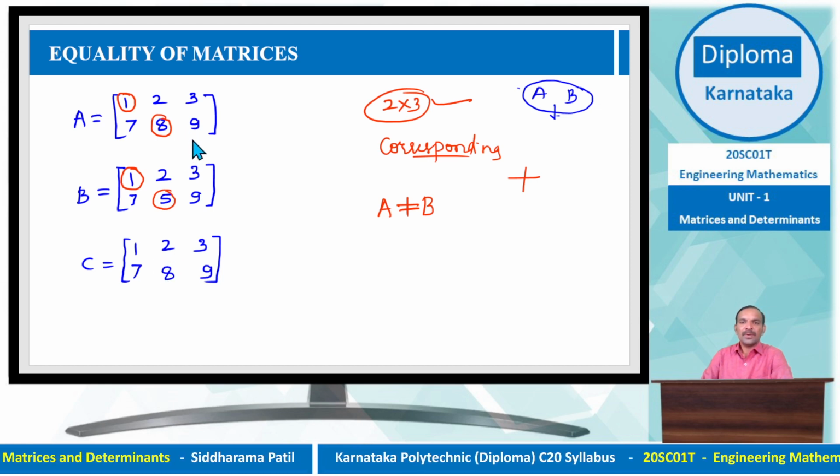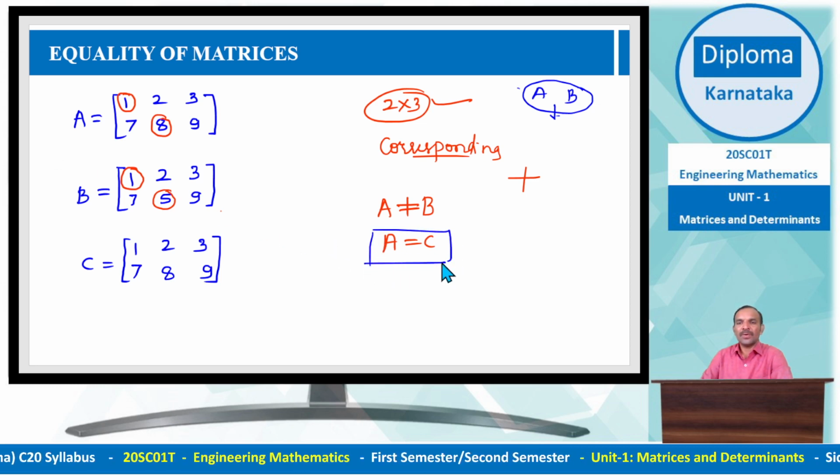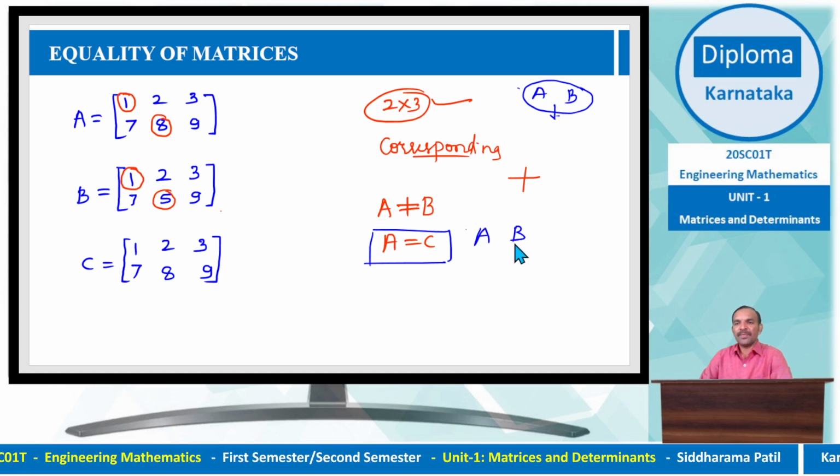Here C: both matrices are of the same order and corresponding elements are the same: 1, 1, 2, 2, 3, 3, 7, 7, 8, 8, 9, 9. Therefore, here A is equal to C. This is called equal matrices, equality of matrices. Now, how to define it? Two matrices A and B are said to be equal matrices if their orders are the same and corresponding elements are also equal.